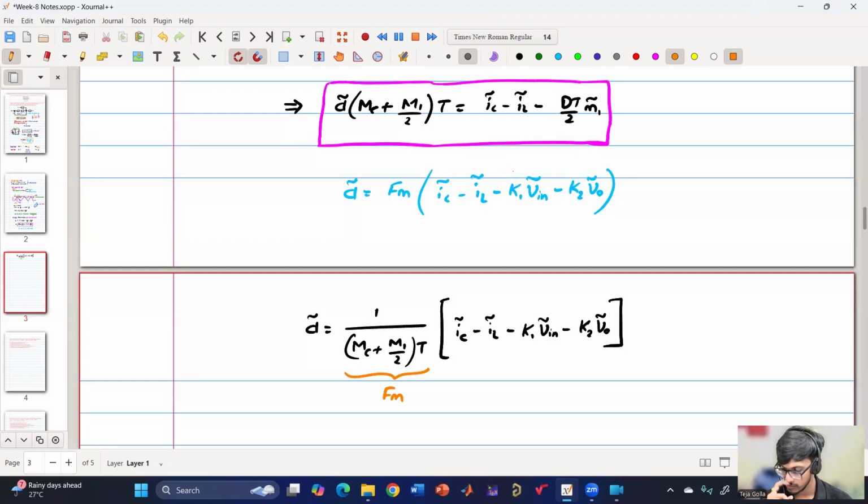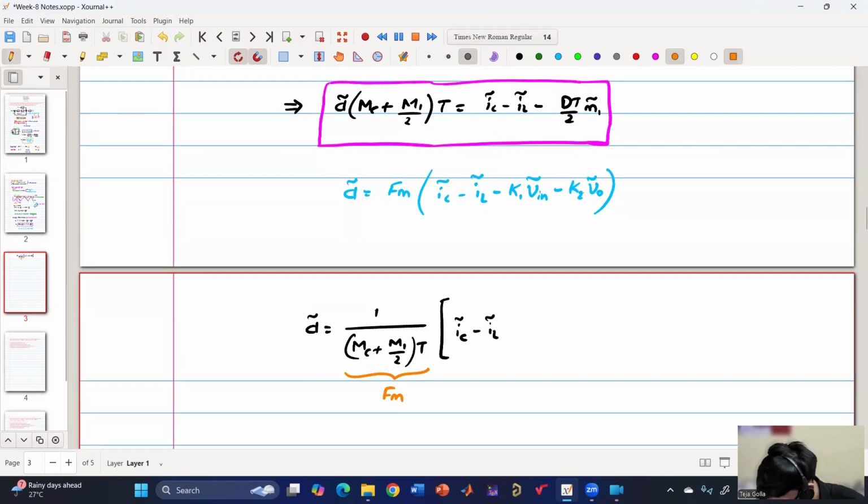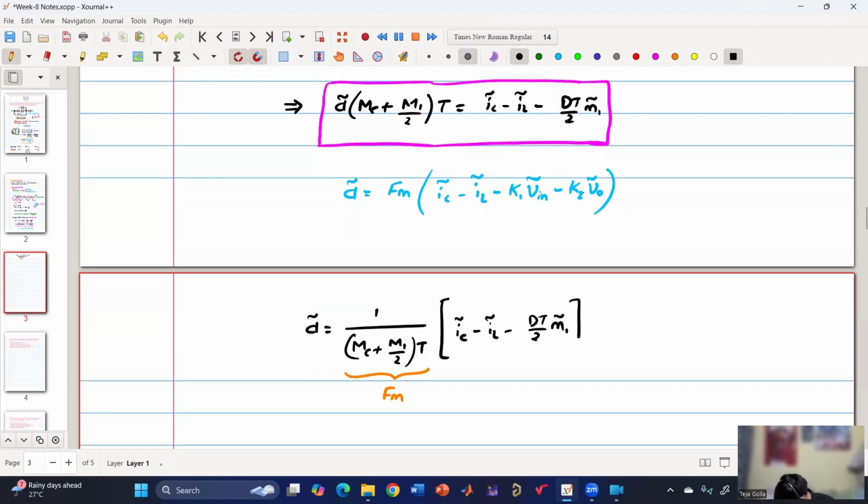Agree, everyone? Sir, M1 perturb. Yes, okay, you are right. So minus dt by 2 into M1 perturb, right? Is this clear from this step?